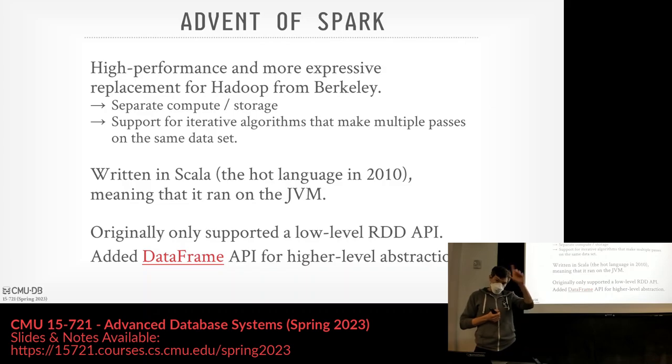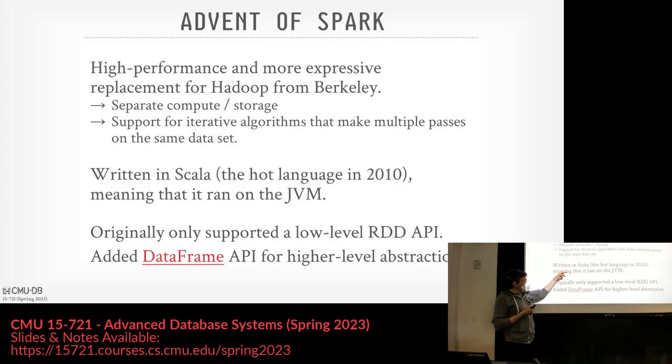Right? So Databricks, the company, got forked out of Berkeley. A bunch of the PhD students that worked on Spark left the AMP Lab, left Berkeley, and went down the street to the office where Databricks started. It was written in Scala, which was the hot language in 2010, not Rust, but Scala.